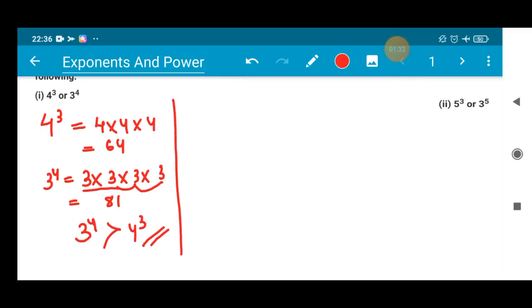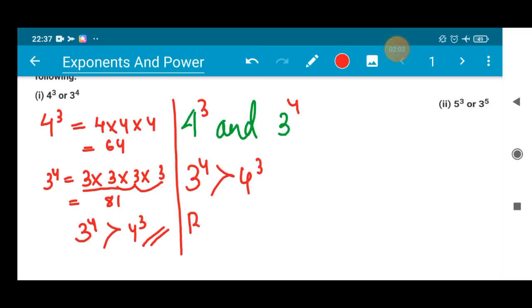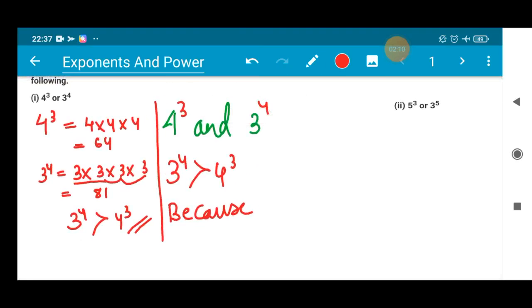This is a trick here: whichever base among these two, the bases here being 4 and 3, whichever has the greater exponent will be the greater number. So when you compare 4 to the power 3 and 3 to the power 4, the exponent 4 is greater, so we will write here 3 to the power 4 is greater than 4 to the power 3, because we can directly compare like this also. Having the base smaller and the exponent larger will be considered the greater one, right? This is sometimes not usable, so you can use it in such cases.